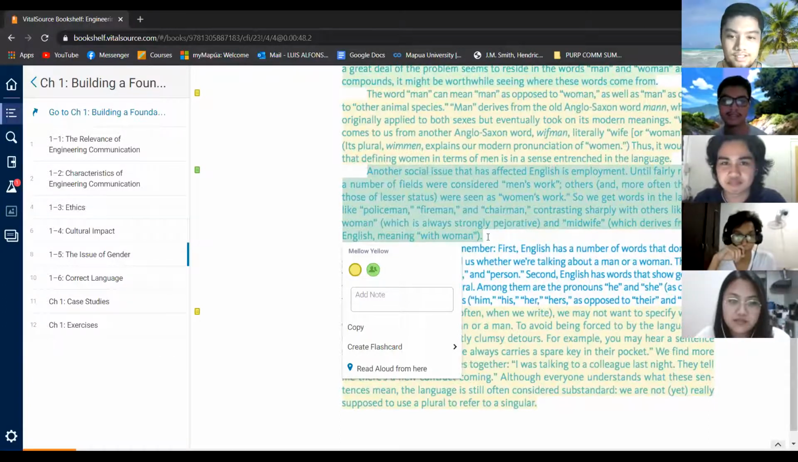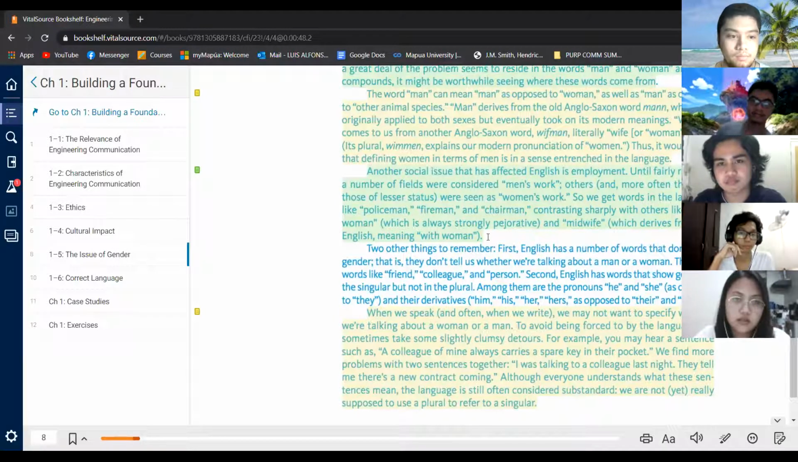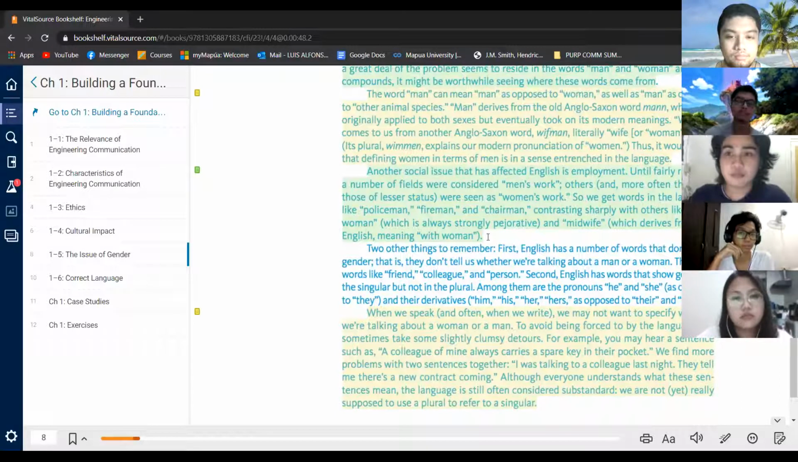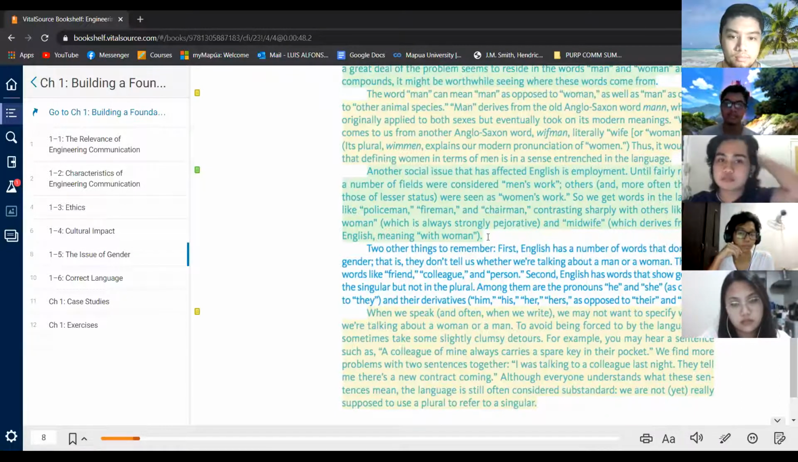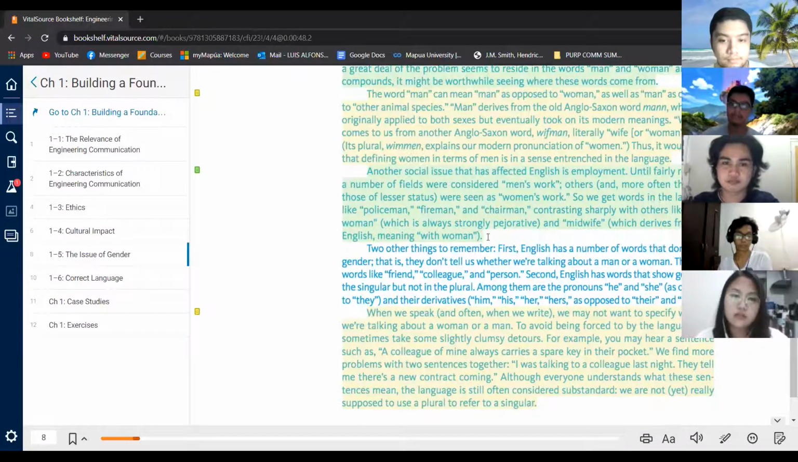I would also like to add that this paragraph, which starts with another social issue that has affected English is employment, can also be identified as the illustration step because it specifies some instances, or points out the scope of the problem, which is being unfair and discriminating towards one gender and the other, like in men's work and women's work. Most companies are acknowledging men's work rather than women's work. So that's all for me.